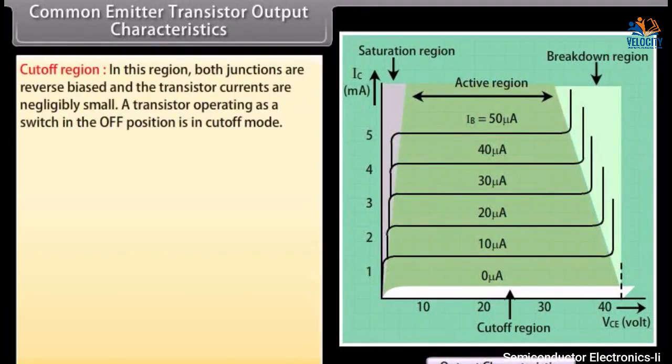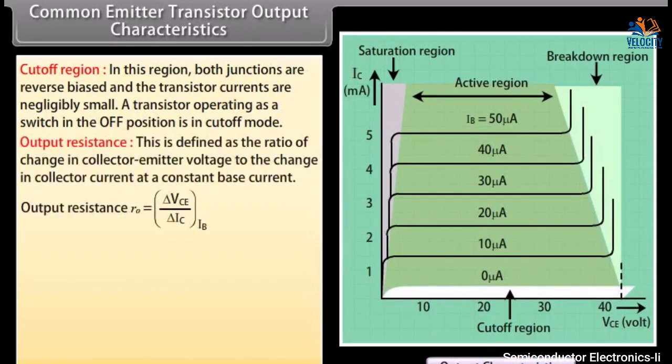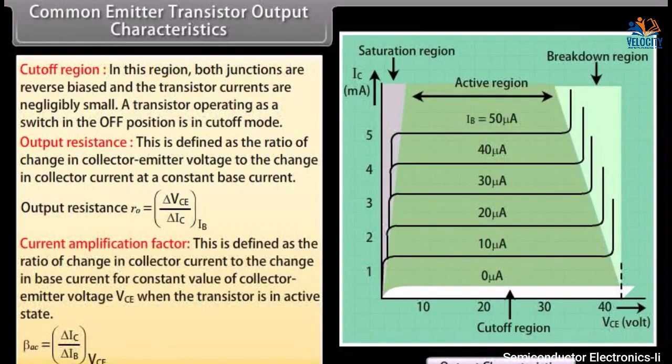Cutoff region. In this region, both junctions are reverse biased and the transistor currents are negligibly small. A transistor operating as a switch in the off position is in cutoff mode. Output resistance. This is defined as the ratio of change in collector-emitter voltage to the change in collector current at a constant base current. Current amplification factor. This is defined as the ratio of change in collector current to the change in base current for a constant value of collector emitter voltage VCE when the transistor is in the active state.